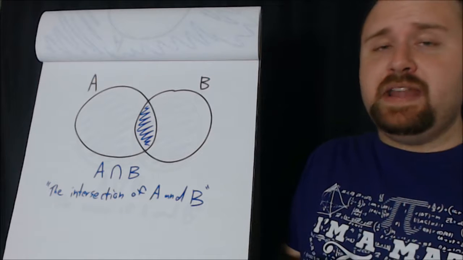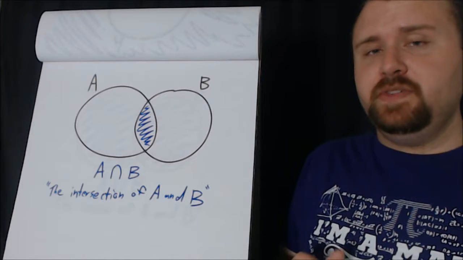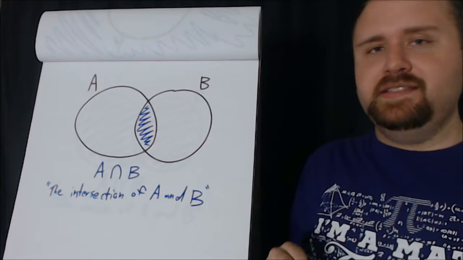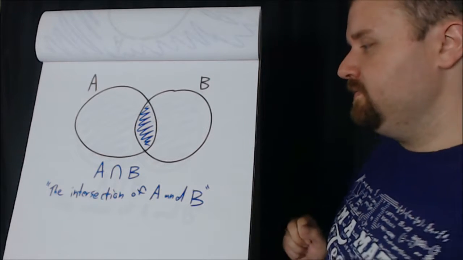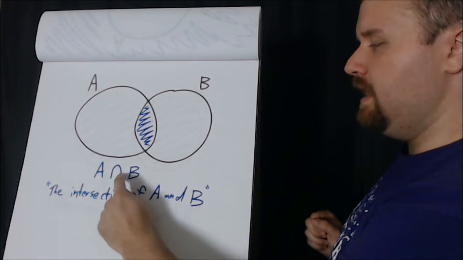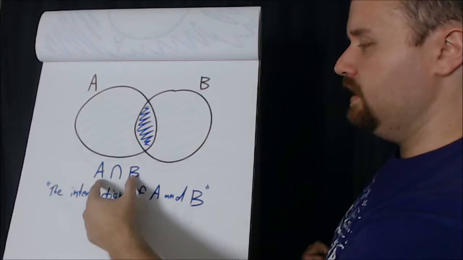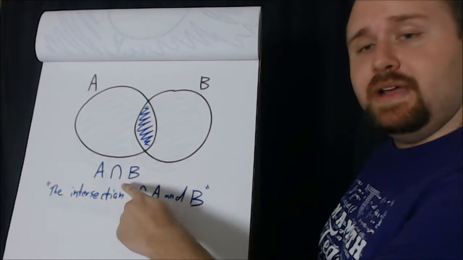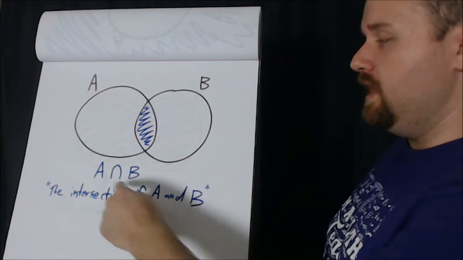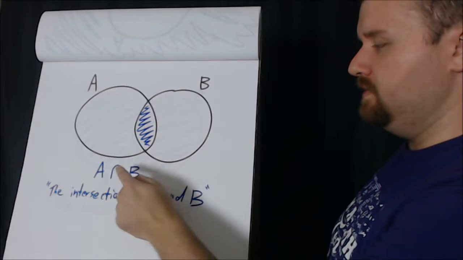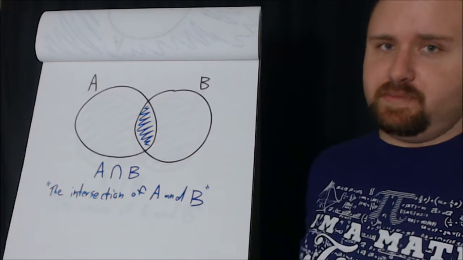Now we have our first binary operation, intersection. The intersection of set A and set B. We write this using this little upside down U and putting it between our two sets. The order that you write these sets in doesn't matter. Yeah, I could have said B intersect A, and it would mean the same thing.